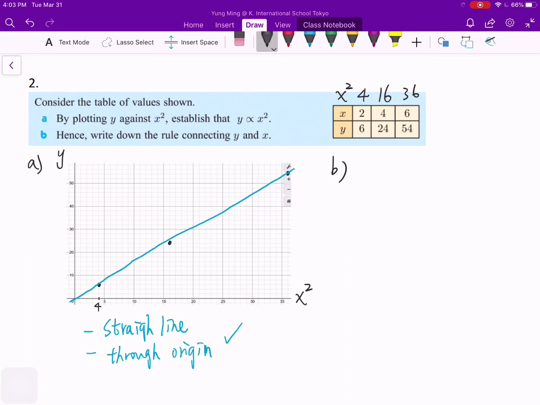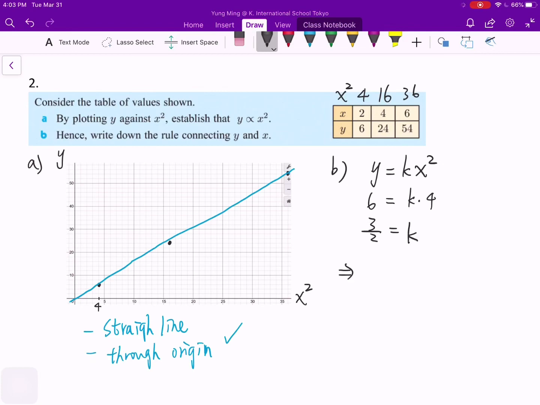Part B. So let's write y equals kx squared. At the very beginning, this is what we always start with. You can plug in different points, but I think in this case, plugging in the smallest value will make our job the easiest. So when y is equal to 6, x is equal to 2. That means x squared is equal to 4. So 4 times k is going to give me 6. My k is going to be equal to 3 over 2.